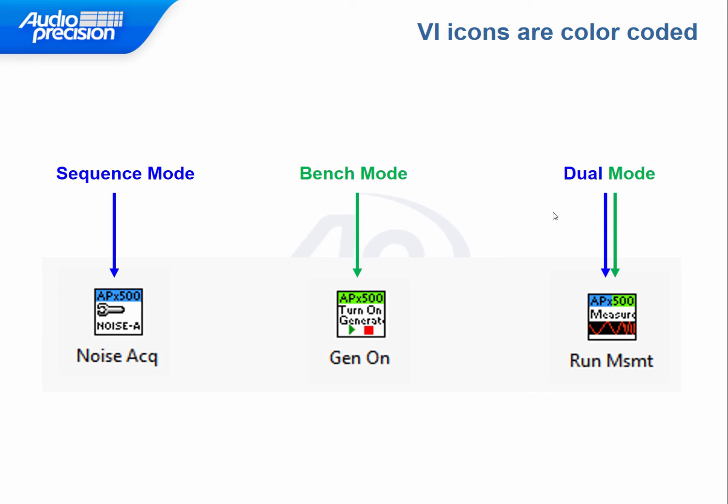Also should point out that the VI icons are color-coded, so the ones with the blue bar at the top, the blue bar denotes that they are for sequence mode only. The VIs with the green bar at the top denote that they are for bench mode only, and the VIs that have both blue and green, a mixture of blue and green bar at the top, denote that they are either dual mode, they work in both modes, or they are polymorphic.